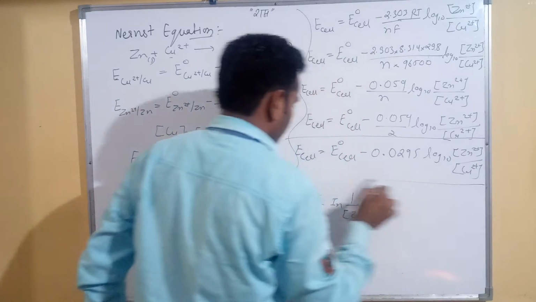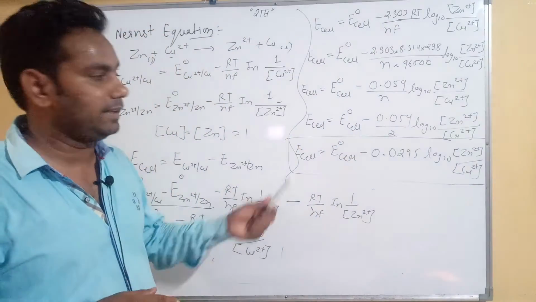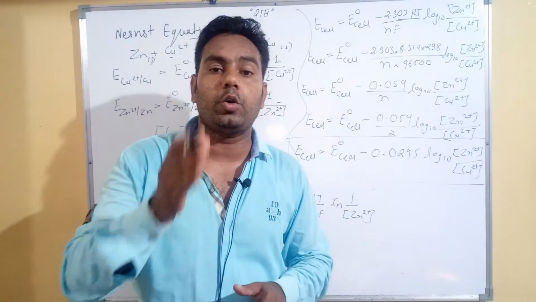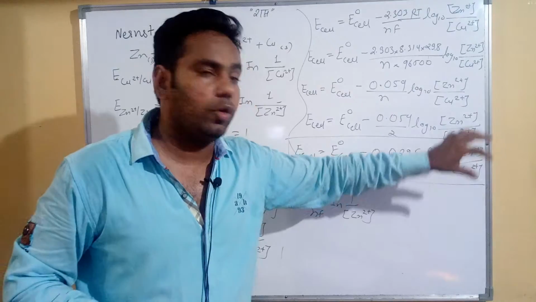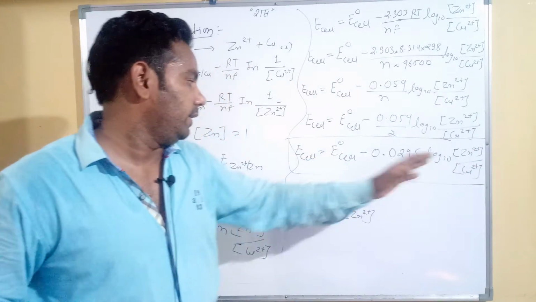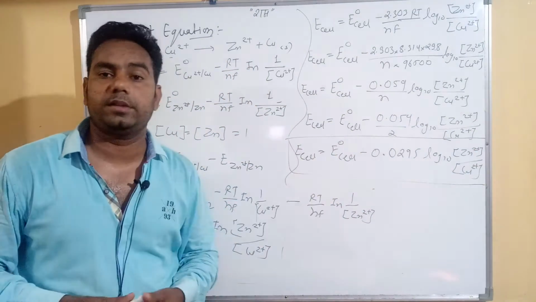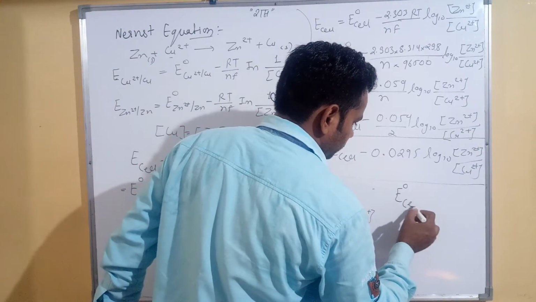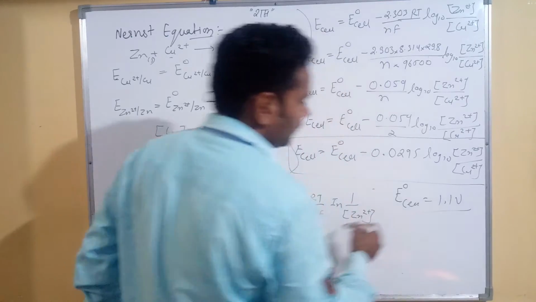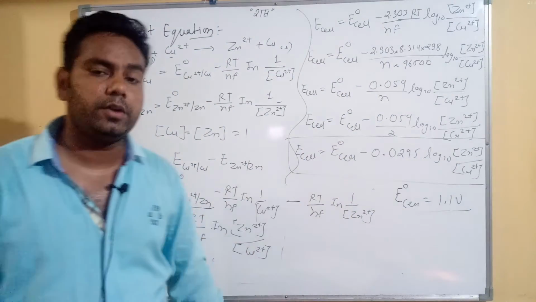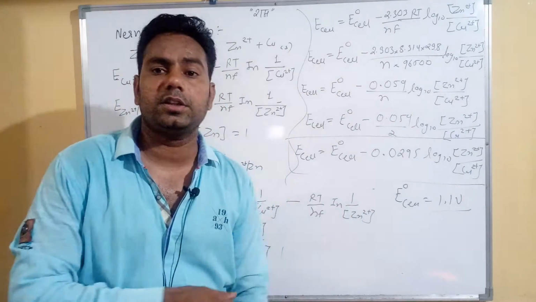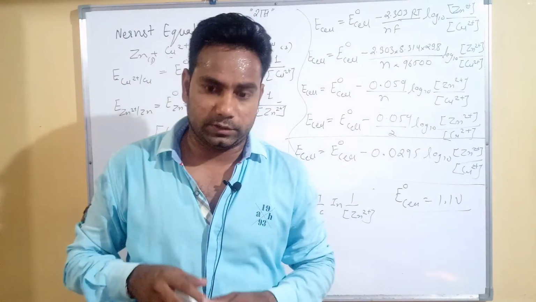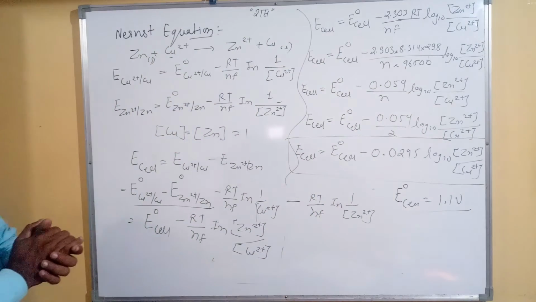Okay, so this is the answer for the Daniell cell. If you know the concentration of Zn2+ ions and the concentration of Cu2+ ions, you put the value of both concentrations and calculate the E cell and E naught cell for the Daniell cell. We already know E naught cell is equal to 1.1 volt, so we put 1.1 volt for the Daniell cell. But the concentration of Zn2+ ion and Cu2+ ion depends on our numericals. Okay, so one more time we discuss the Nernst equation.